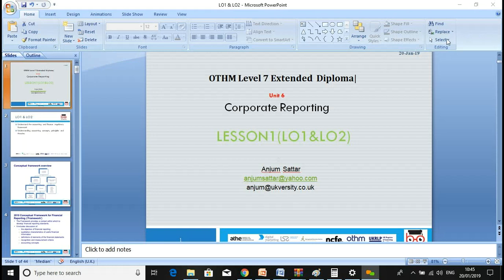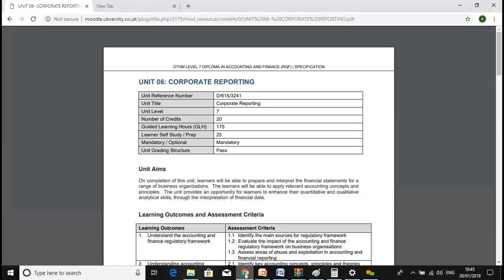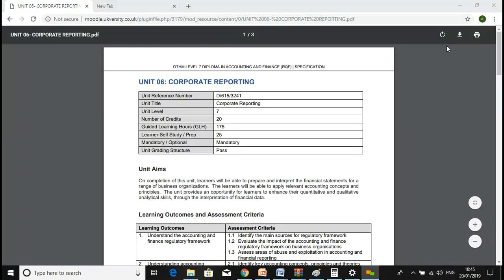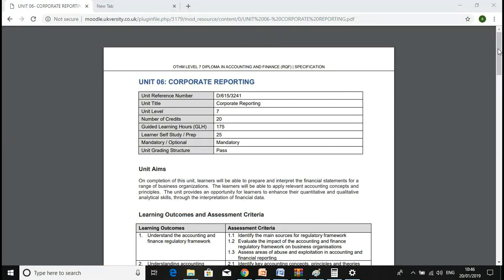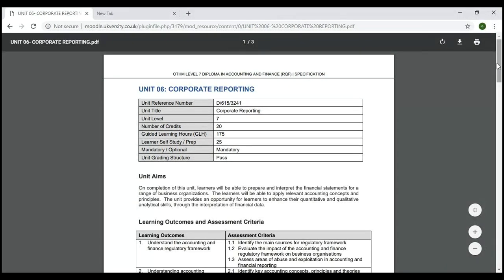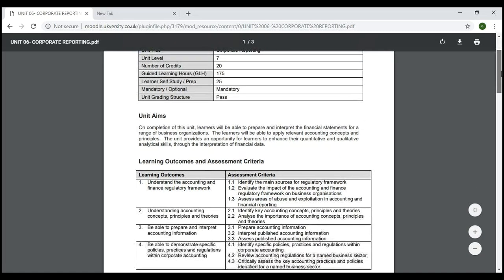So before starting, first we'll go through what we're supposed to learn under this unit, and then we'll start our proper session. So welcome everyone. Corporate reporting, unit 6, level 7. Level 7 is a mandatory unit.